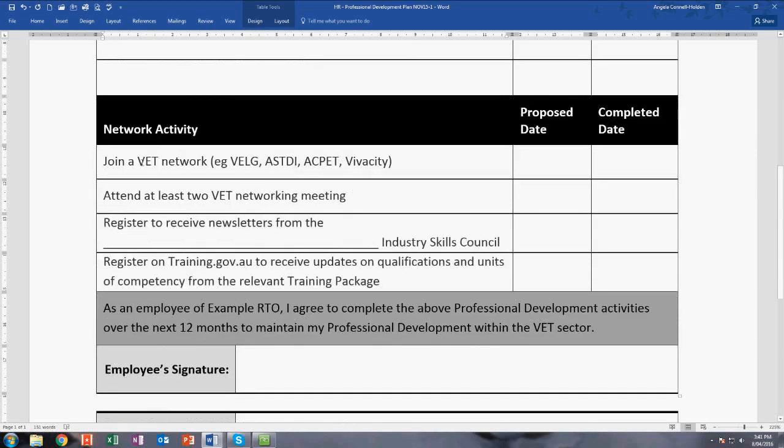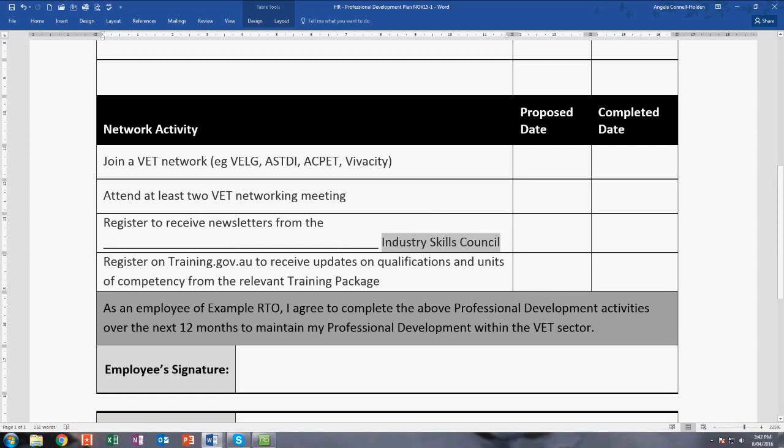Any networking activities, so that they've joined a network. If they've already joined one, you don't need to keep this in here. That's only if they're not part of a network yet. Or it could be renew their network registration, so on an annual basis you're making sure that they're renewing it. That they attend at least 2 networking meetings. The networking meeting could be going to a conference. You could be networking while you're at a conference, so attending the cocktail function of the conference. That's a networking meeting. They should also register for newsletters.